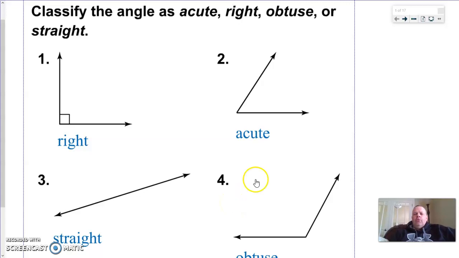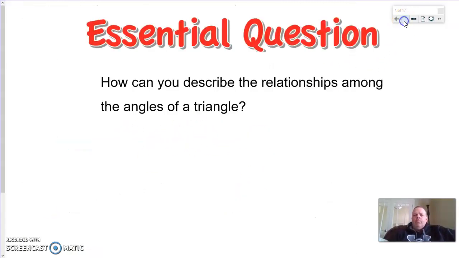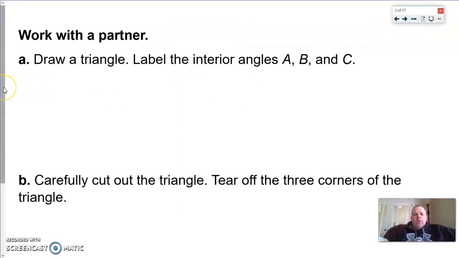One of the things that we've talked about are the kinds of angles, but we've already dealt with that as well. Today the essential question is, how can you describe the relationships among the angles of a triangle? One of the things that we've already done is we've already talked about what the interior angles are, and hopefully you remember that that equals 180. Here's the activity that we've already done.